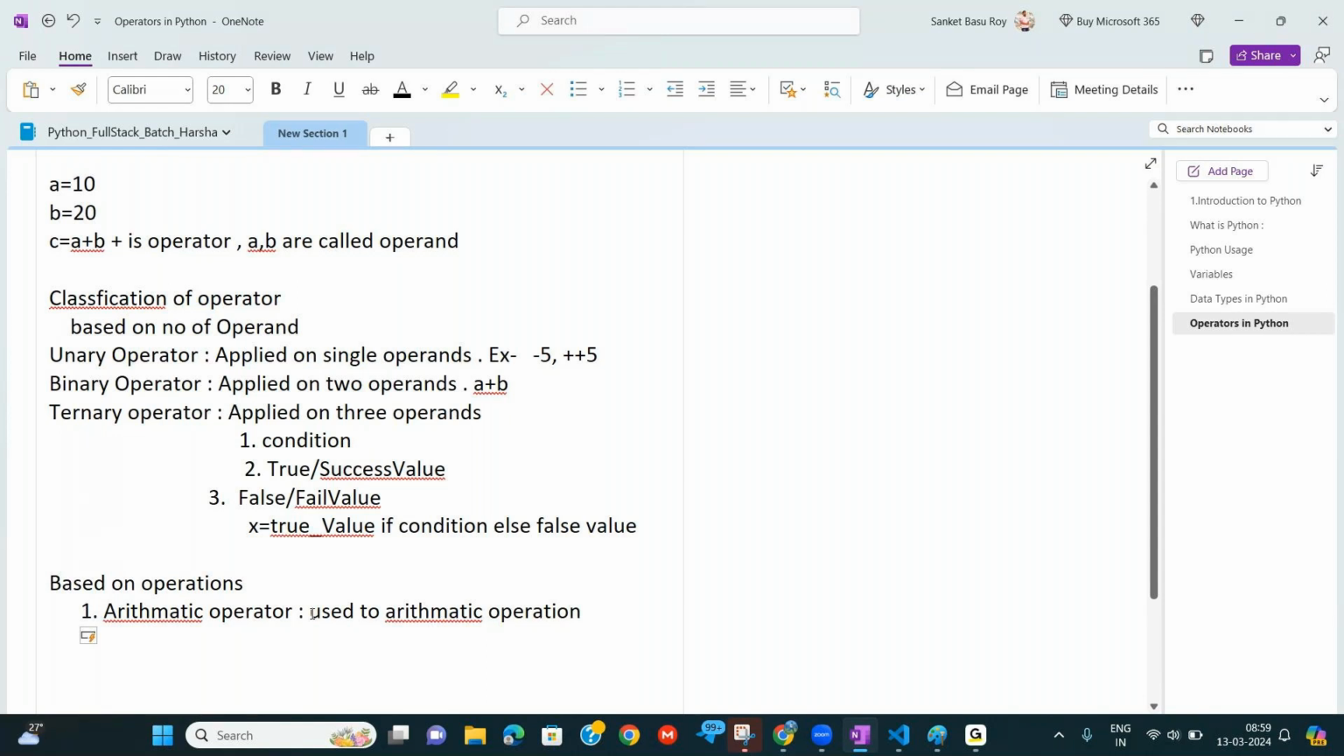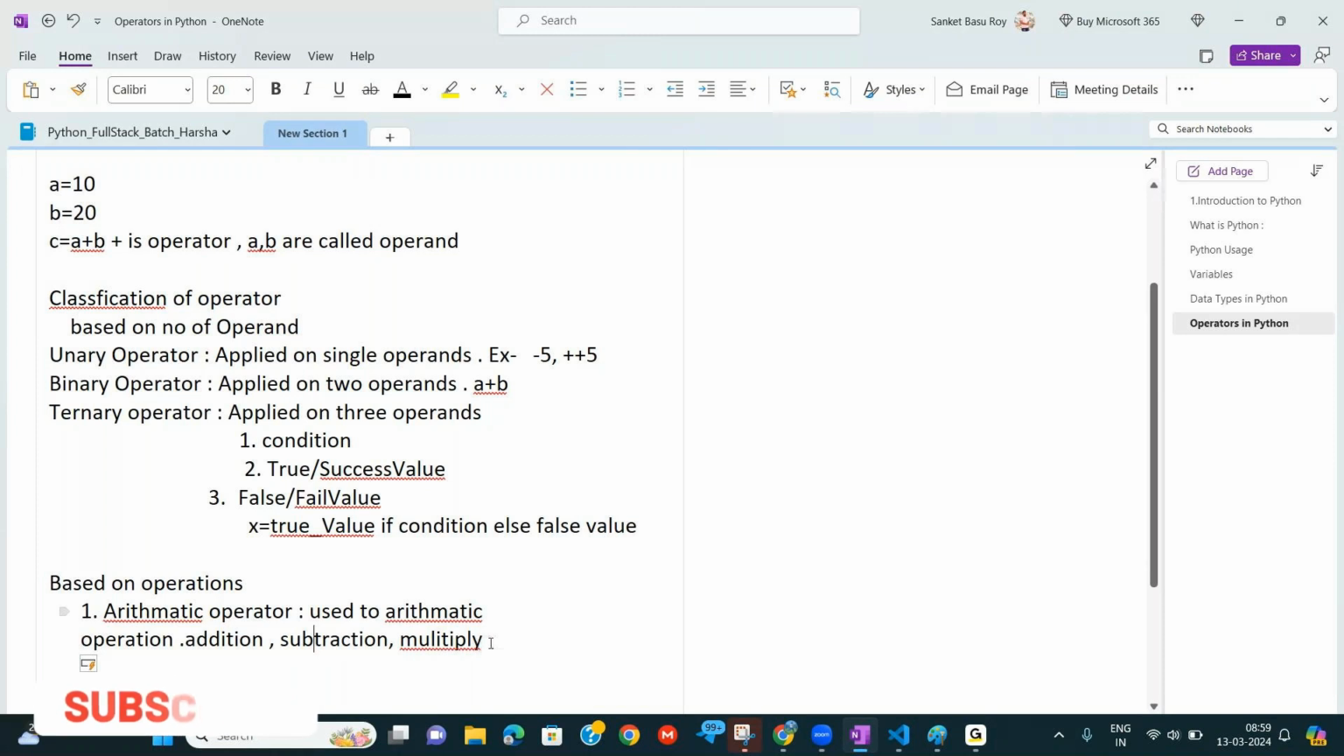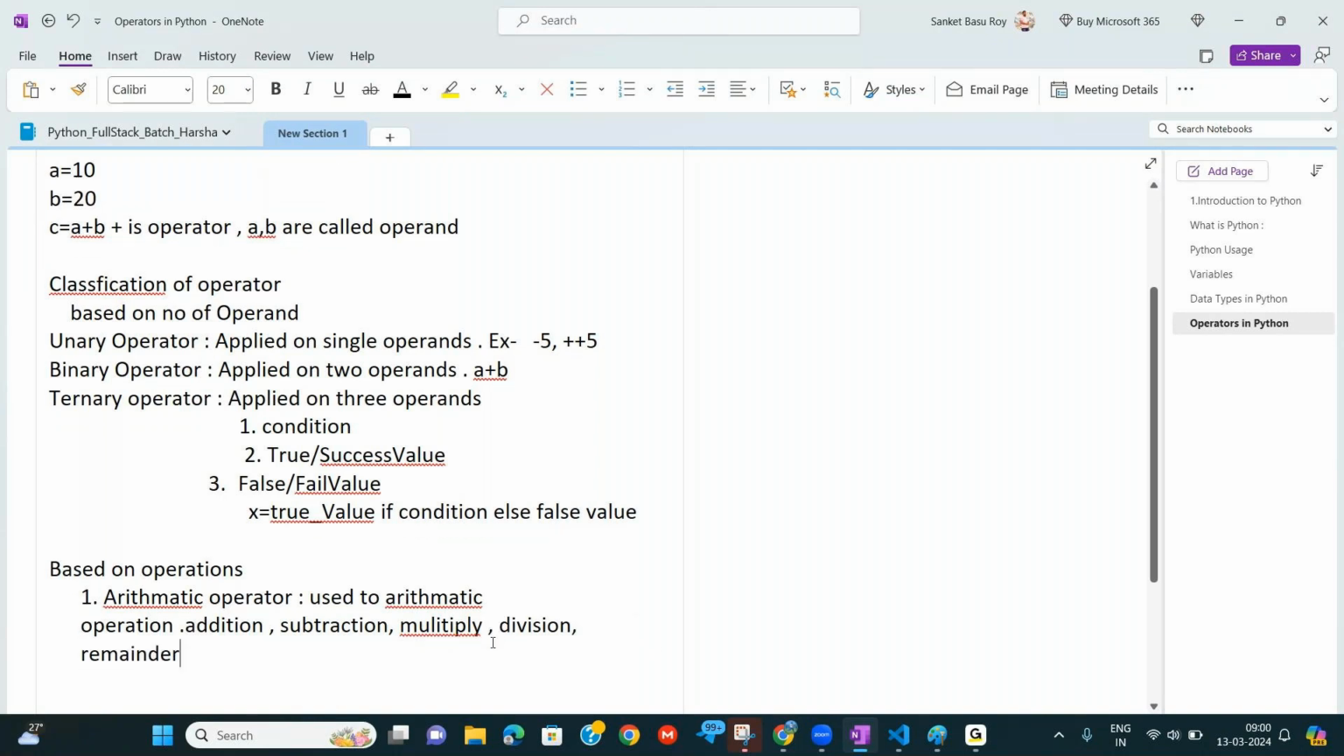So arithmetic operations: I need to perform addition, subtraction, multiplication, and also division. And if I'm trying to find the remainder, that is also possible in these arithmetic operations.